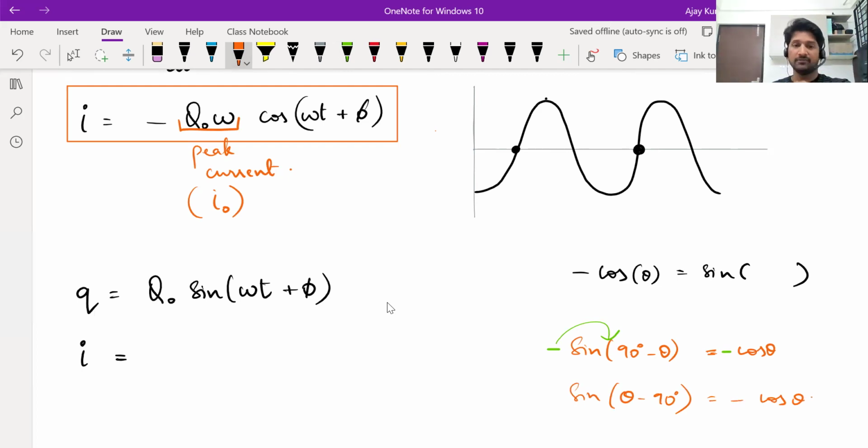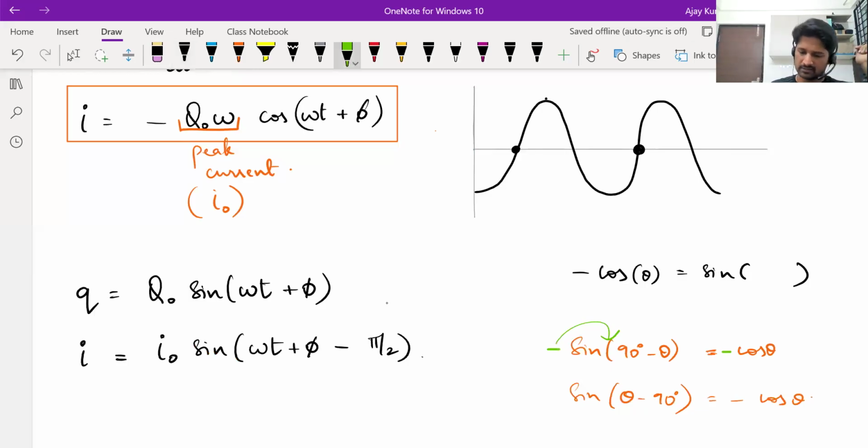So the current function we derived is minus cos something. We can write it as Q naught omega. I'm writing it as I naught, the peak current, sine of, what do you have inside the cos bracket? Omega t plus phi. That is theta minus pi by 2. And what is the intention behind doing this?